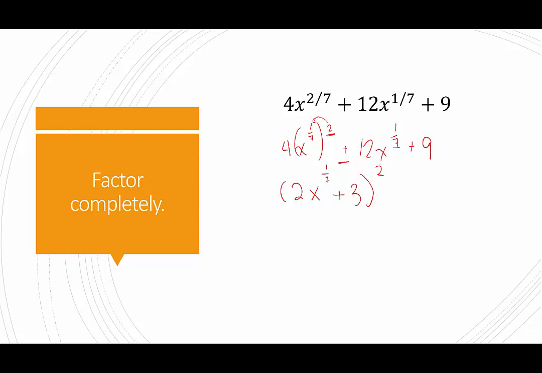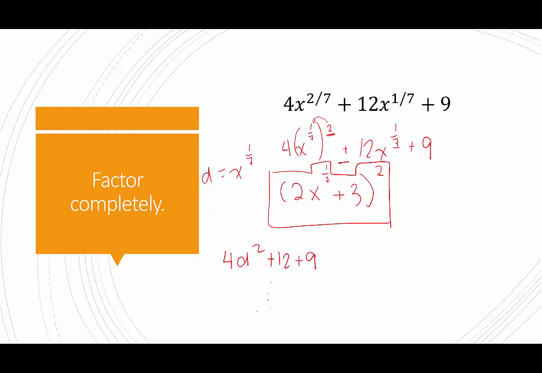If you didn't recognize that, you could of course do target product, target sum, and you should end up with 2 of these factors. And of course, if you want to, you could say, okay, I'm going to just say that d is equal to x to the 1/7, and then work 4d squared plus 12d plus 9 instead. And when you do that, you should end up with 2d plus 3 quantity squared, or 2d plus 3 times 2d plus 3. And no matter which way we do, we should end up with 2x to the 1/7 plus 3 quantity squared. These have been examples of factoring with rational exponents.